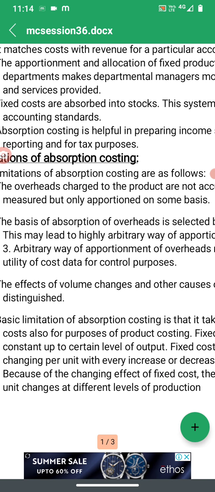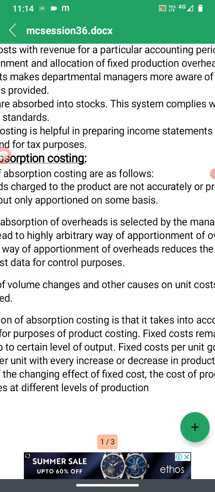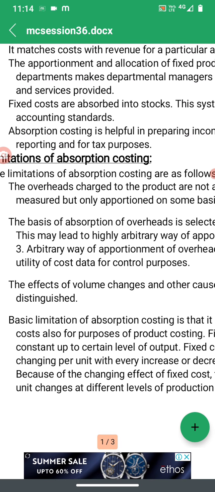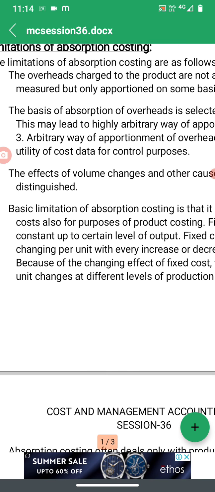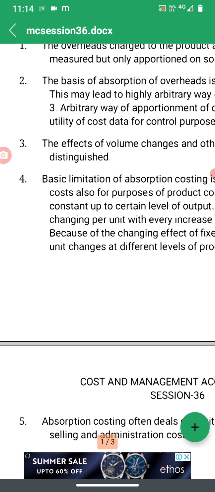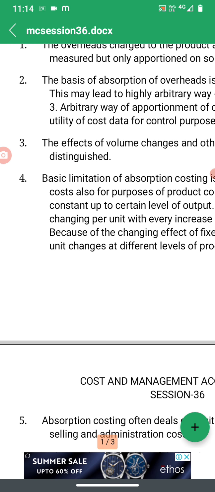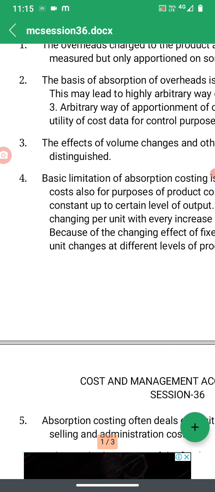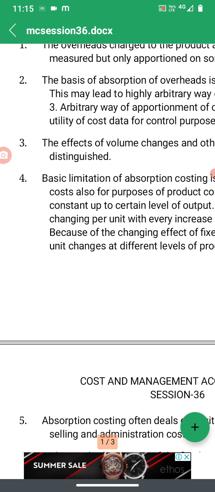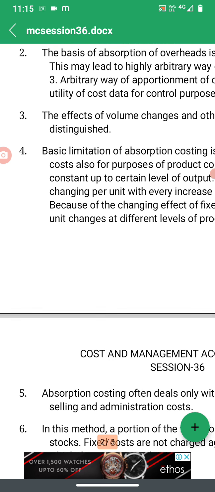Arbitrary apportionment of overhead reduces the practical utility of the cost data for control purposes. When you take one particular basis into account and distribute the overheads, you may not get the right picture, and so the effect of entire absorption costing is questionable when it comes to control purposes.